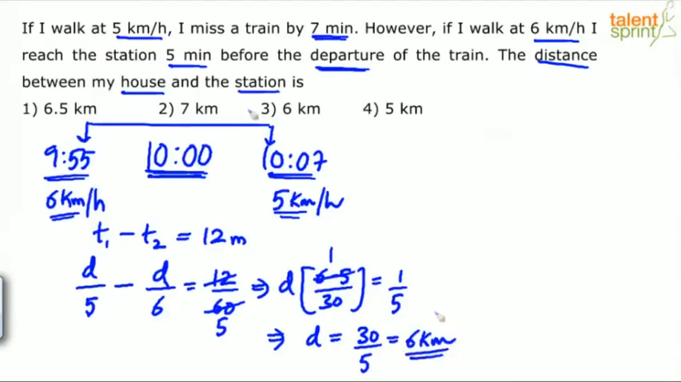How do we know that the distance is in kilometers? Because the time and the speed that were considered were all in hours and kilometers per hour respectively. So obviously the distance that we get will be in kilometers. So option 3, 6 kilometers is the answer.